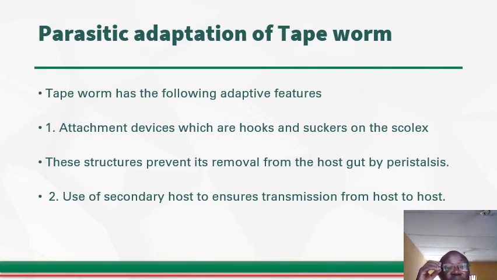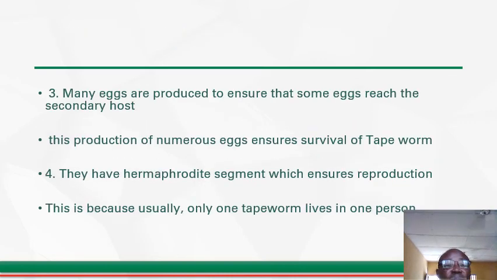Number 2, they use a secondary host to ensure transmission from host to host. As we have said, they pass through 2 hosts before they complete their life cycle. One host is primary and the other one is secondary, and they will not complete their life cycle unless they pass through these 2 hosts.